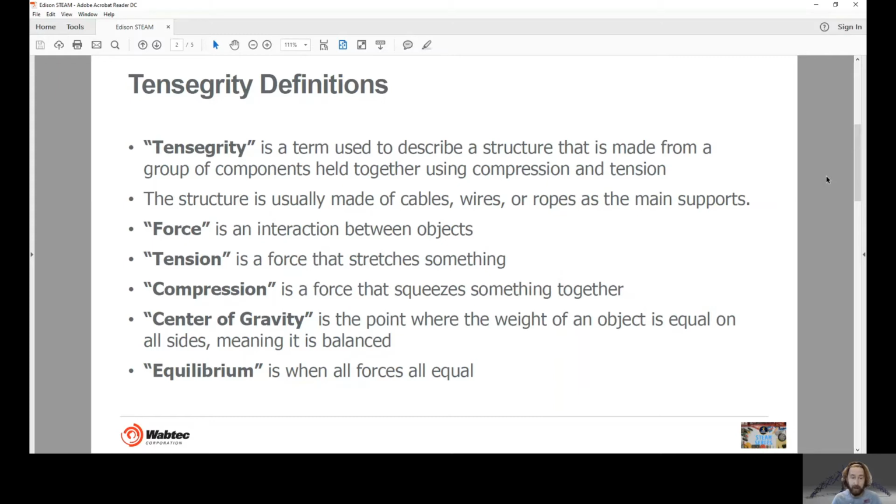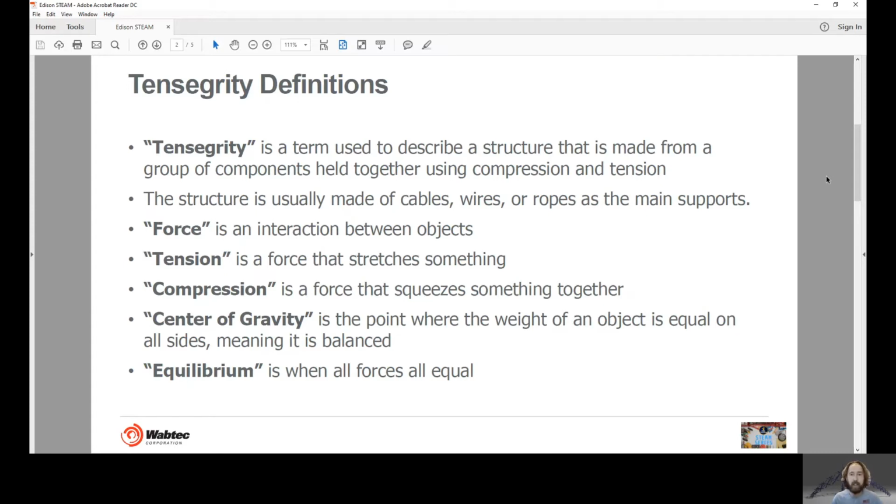We do have a center of gravity. So that's the point where the weight of an object is equal on all sides, meaning it is balanced. If you stand up really, really tall and someone tries to push you over, you can fall over pretty easily because your center of gravity is very high. If you're very, very low and someone tries to push you over, it's a little bit harder because your gravity is closer to the ground and you're a bit more balanced. And then equilibrium is when the forces are all equal. So we'll talk about the tension and compression forces being equal to hold something together.